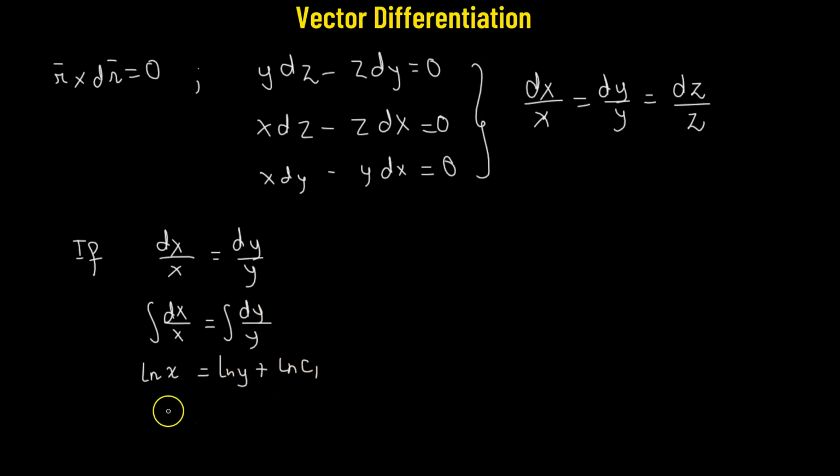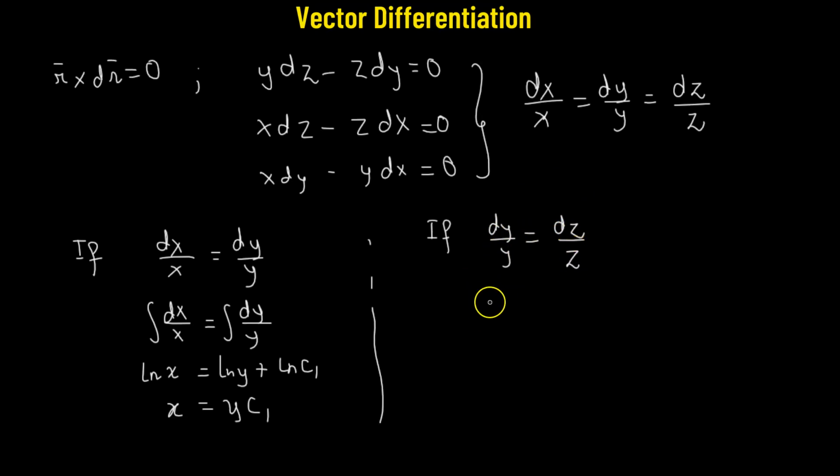So if we get rid of the logarithm using the properties of logarithm, we should get x equals y times c1. And we're going to solve the other differential equation. dy over y equals dz over z. So using the same methodology, we will get y equals z times c2.